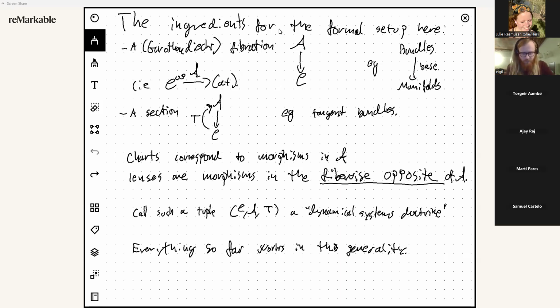So as a tuple like this, the C, the A, and the T, and of course I haven't given a name to this fibration. That's just kind of implicit here. I call that a dynamical systems doctrine. And everything I said so far about dynamical systems, open dynamical systems, trajectories, all that stuff works in this generality.